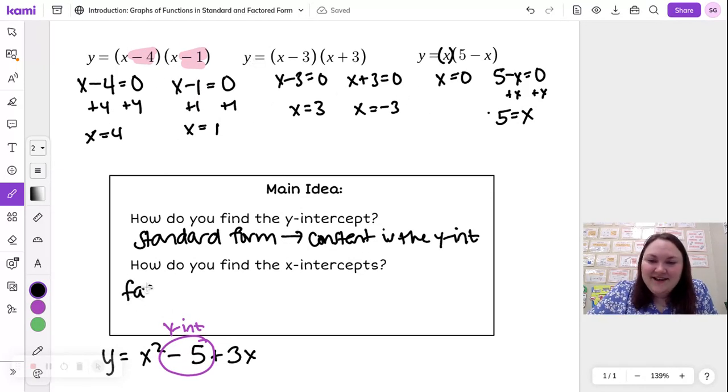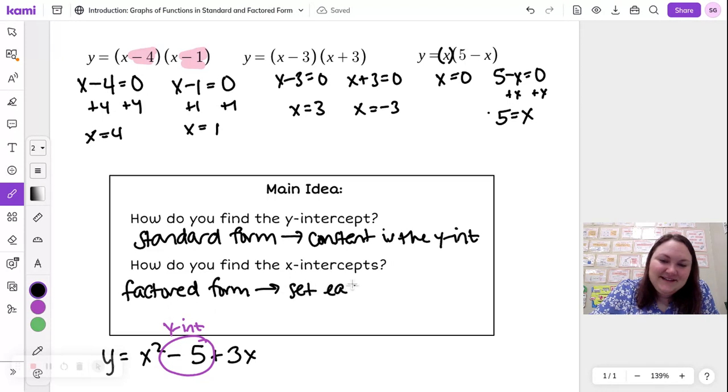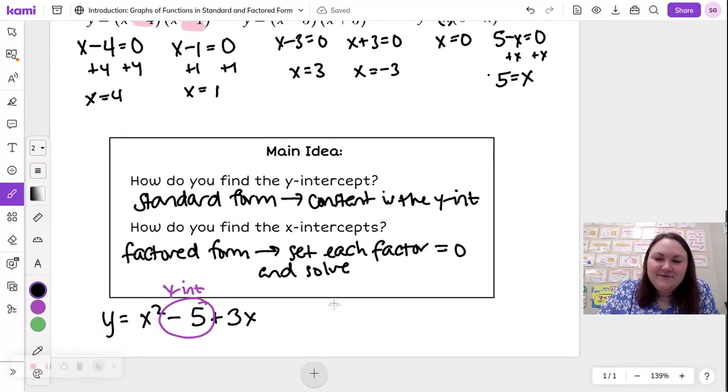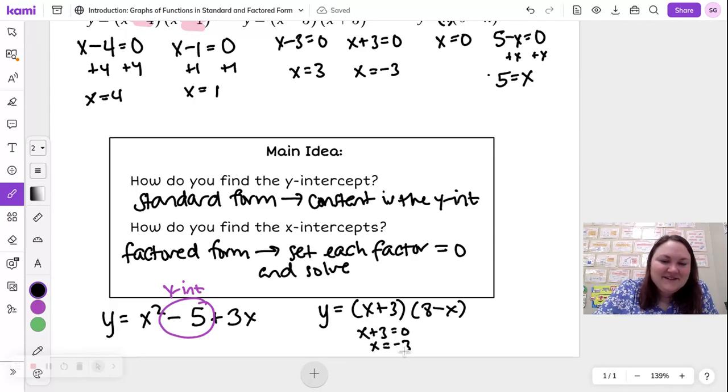You need to look at factored form. And when you look at factored form, you set each factor, that's the parentheses, you set each parentheses or each factor equal to 0 and solve. So for example, if I gave you the equation y equals x plus 3 times 8 minus x, you'd be setting x plus 3 equal to 0 to find an x-intercept at negative 3, and 8 minus x equal to 0 to find an x-intercept at 8.